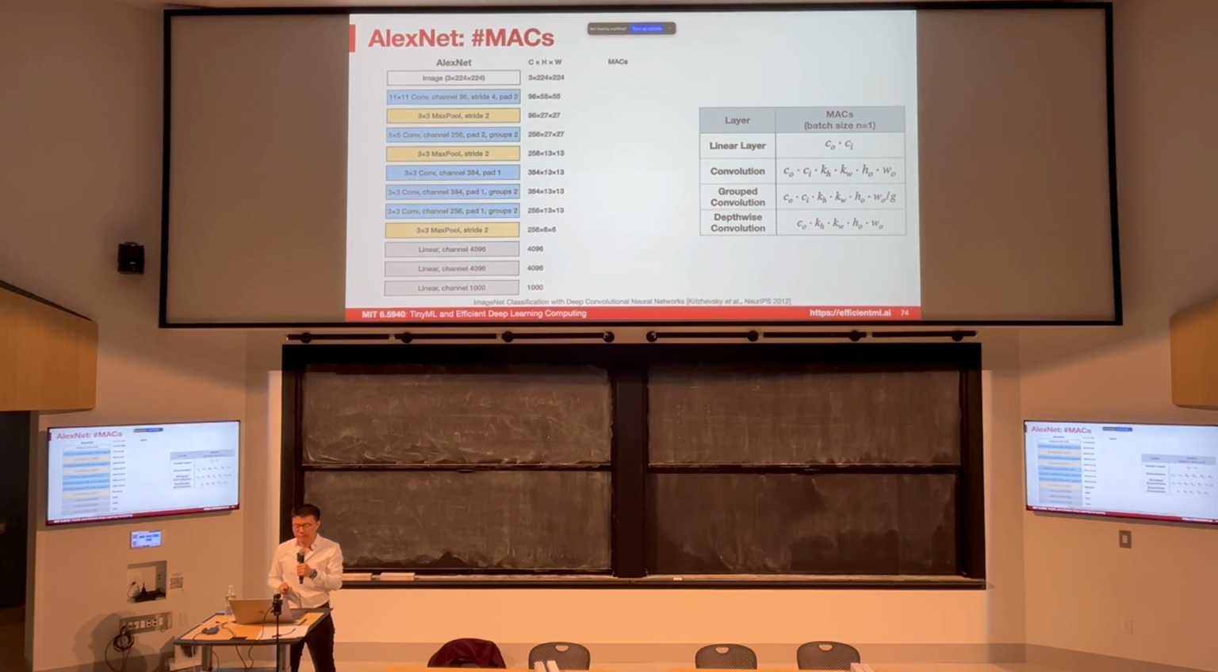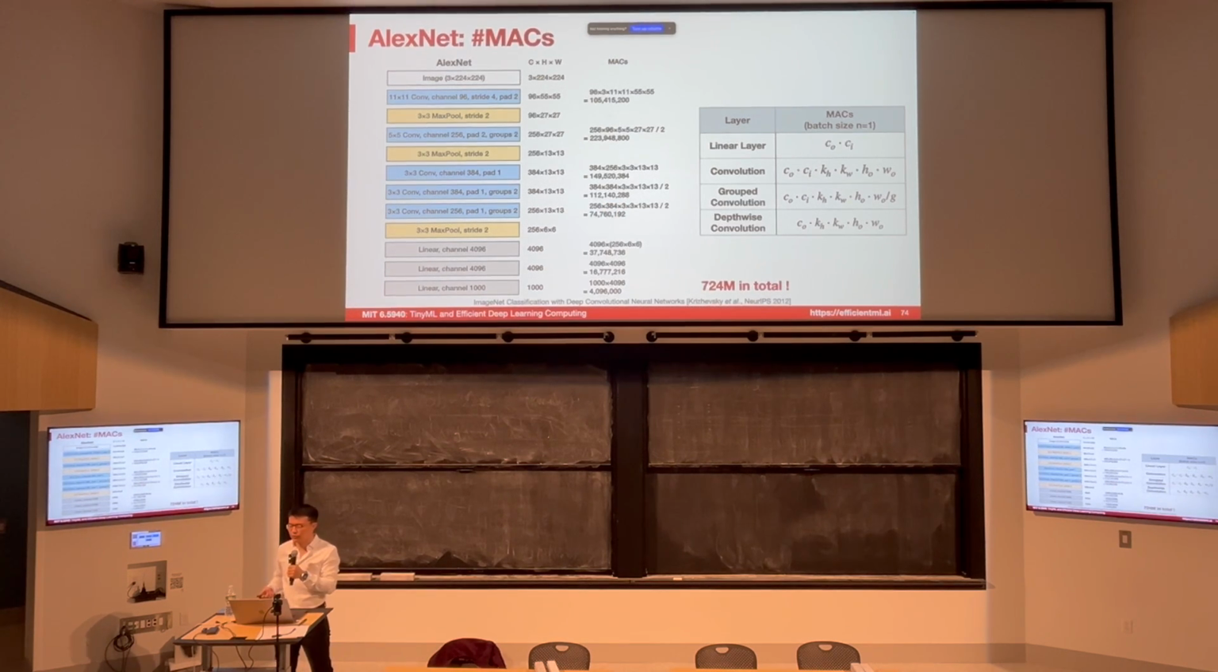And this is calculating the MACs for AlexNet, for example. For each layer, multiply these 6 terms together. If it is group convolution, divide by the number of groups, in this case 2. And finally, for the last 3 fully connected layers, it's just input channel times output channel, 2 terms multiplied together, where ultimately you have 724 million MACs in total.